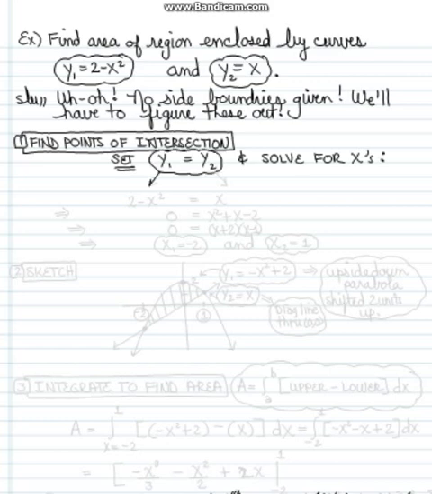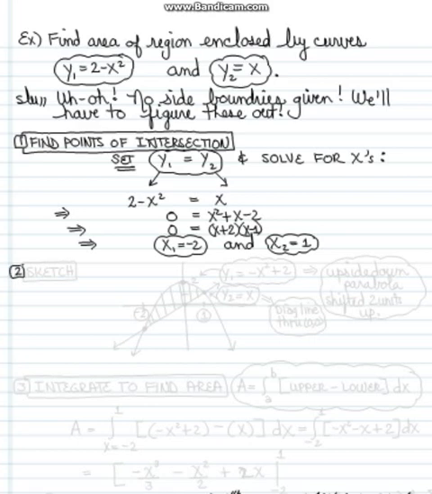Y sub 1, which is 2 minus x squared, is set equal to y sub 2, which is x. It's a second degree equation. Move everything to one side, the other side 0. Factor the non-zero side or use the quadratic formula, set each of your factors equal to 0 and solve. You get x sub 1 is equal to negative 2, and x sub 2 is equal to 1. So those are going to be our boundaries on the side, negative 2 to 1.